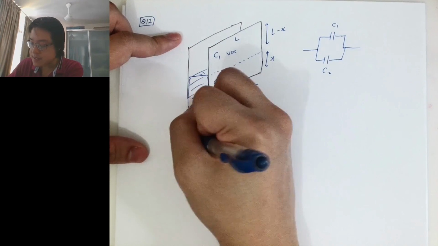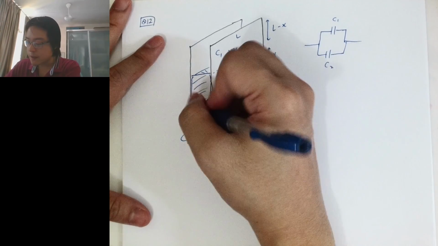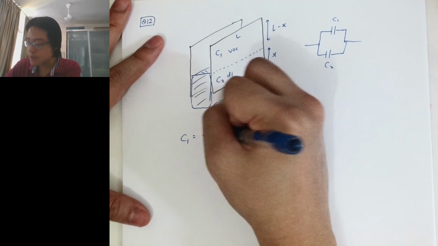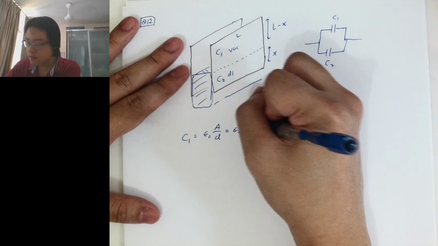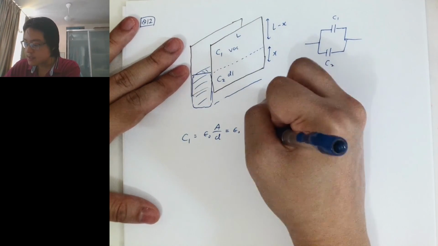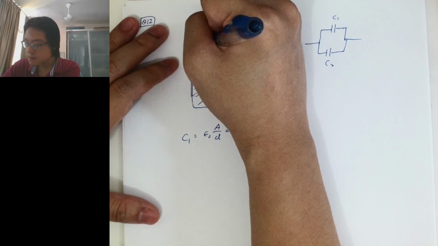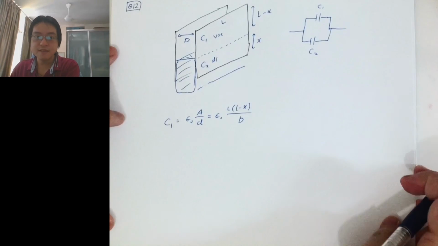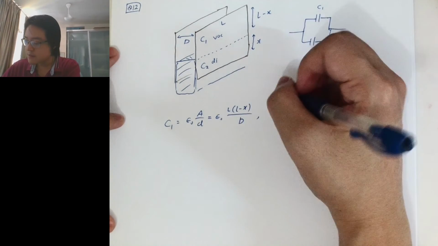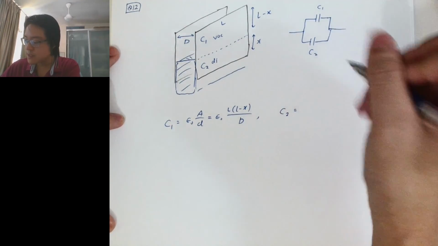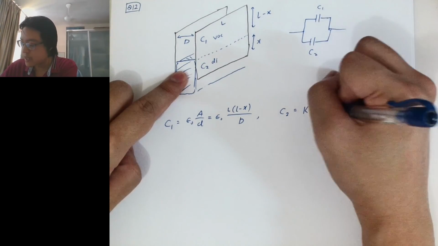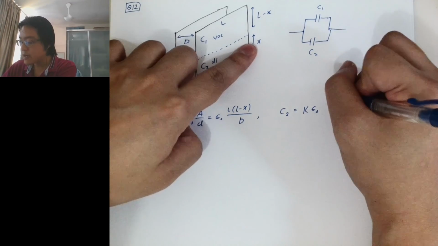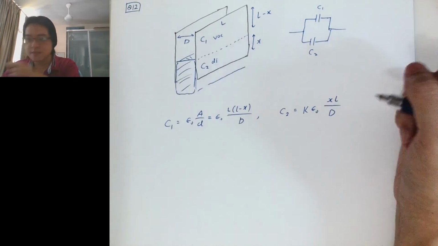C1 is a vacuum capacitor. The vacuum capacitance is epsilon times area over distance, but the area now is L times L minus X. The distance is big D. And C2 is with dielectric, so I get a K here, and epsilon, and the area is X times L, and the distance is also D.